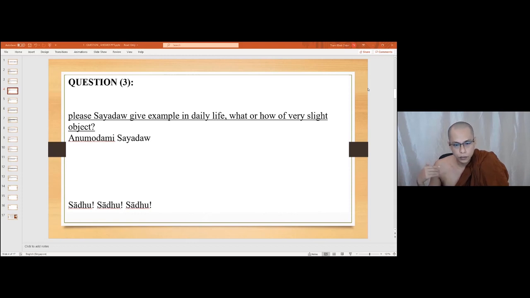So if your mind is connected to the louder one, it is a great object. Sometimes you are not paying attention to that, although the sound is there, and your mind goes beyond that and connects to the very low vibes, not clear. Sometimes it almost disappears. That moment is a very slight moment. We can understand it in that way.